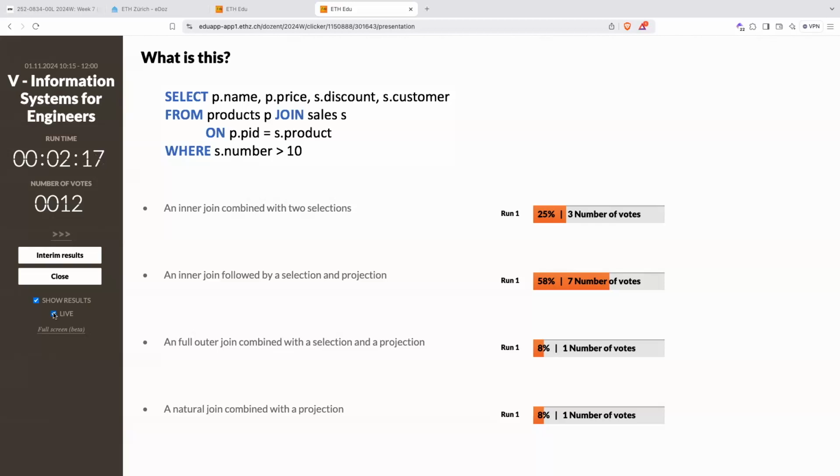And that leaves us with the first two answers, two selections or selection and projection. Well, in the where clause, you have a selection predicate. So there is a selection. But in the select clause, that's a projection, right? In the select clause, it's always a trap not to fall into. What you have in the select clause is a projection. It's the names of the columns that you take. So it's an inner join followed by a selection and projection for these reasons.